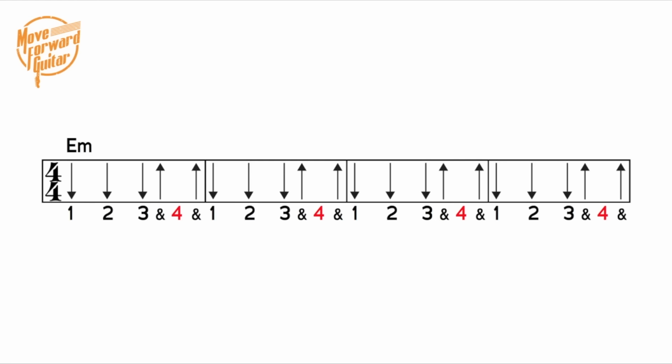So we would count 1, 2, 3, and 4 and. But that 4, we may whisper that or just count it in our head, but we still need to be aware of it where it is. But the up strums that we count are only the up strums that we play. So here's an example of counting this with the metronome.